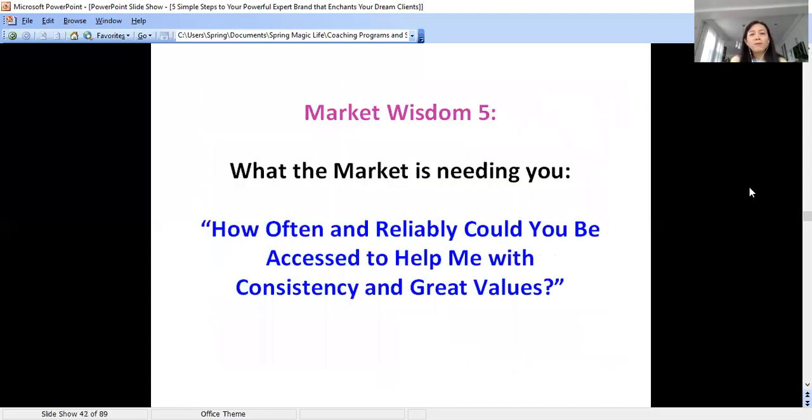So here we learn market wisdom 5. What the market really needs from you is: how often and how reliably can you be accessed to help me, with consistency and great value, right? The market can sense you, can feel you. If you are often and reliably there, continuing to provide consistent great value, then they will trust you.